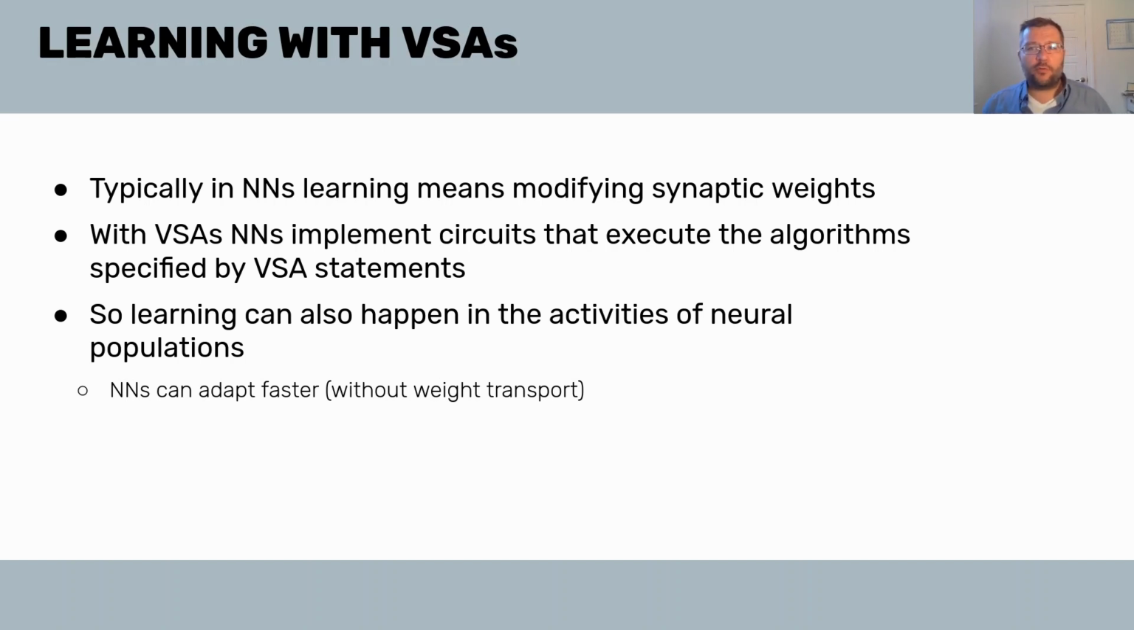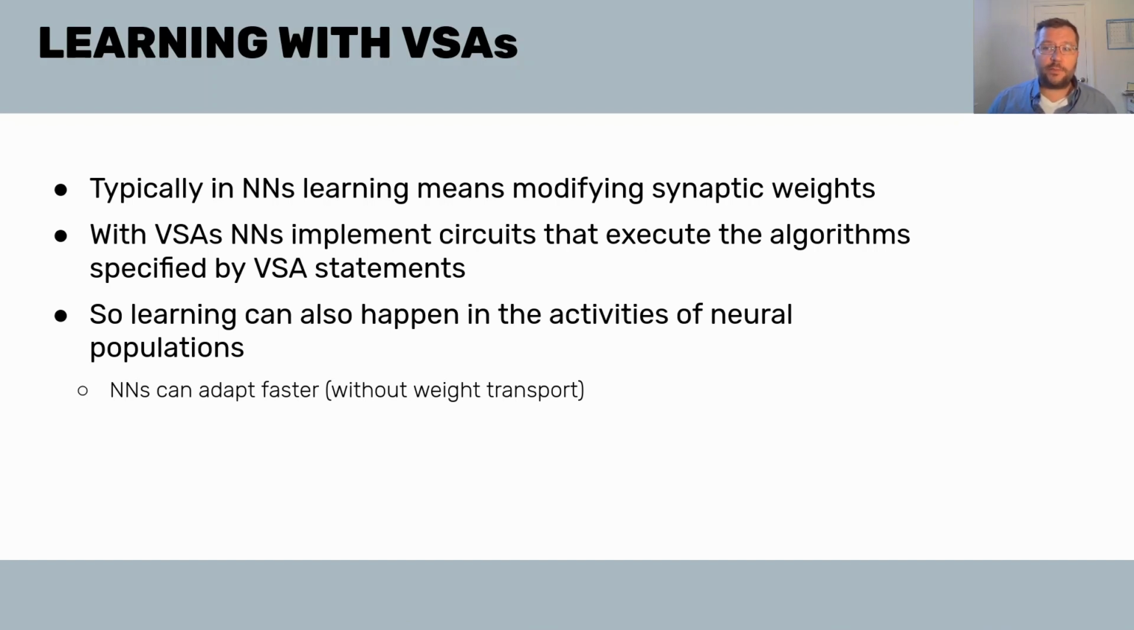Typically, in a neural network, learning happens by modifying the synaptic weights. This is what backpropagation is for. With vector symbolic algebras, we have neural networks that we've specifically structured to implement the circuits that execute the algorithms that we specify using these algebraic statements. Learning can then happen in the activities of neural populations instead of the synaptic weights.